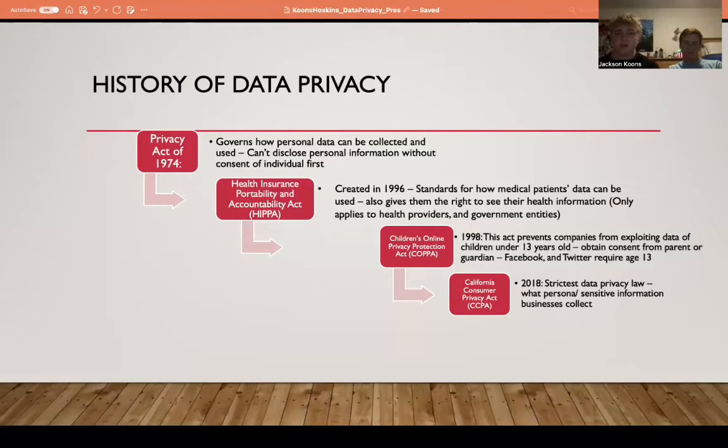The next one is the California Consumer Privacy Act, which is the CCPA. This was in 2018, and it is one of the strictest data privacy laws. Again, it protects personal and sensitive information that businesses collect. Since the state of California has enacted this act, many states have followed and tried to replicate it for their own state because it has been so effective.